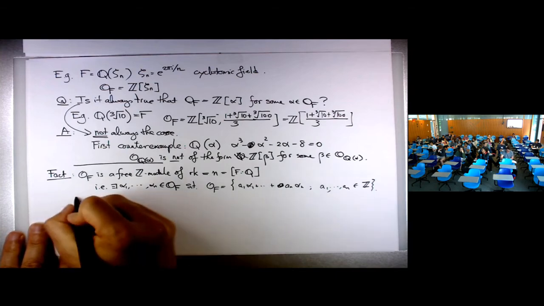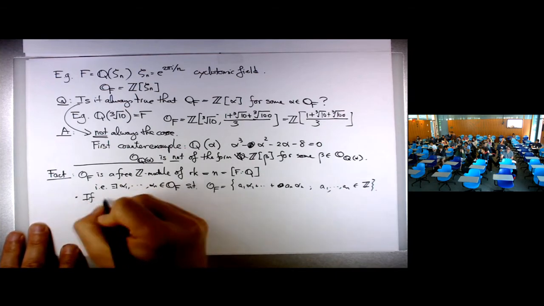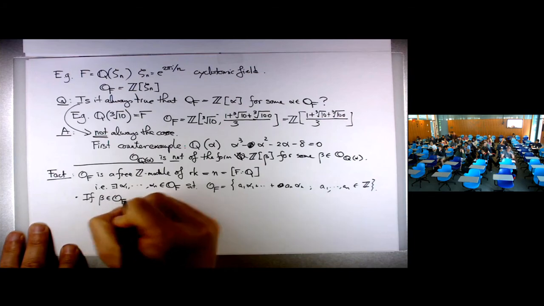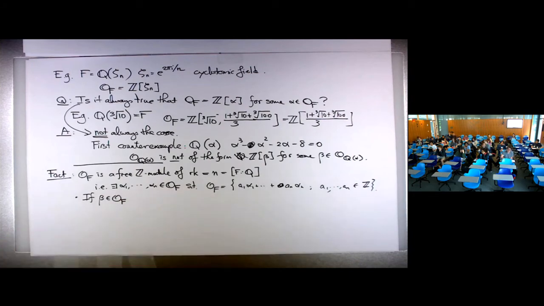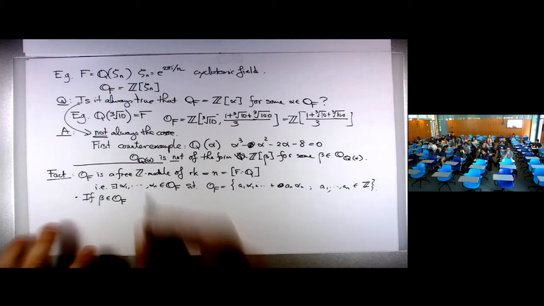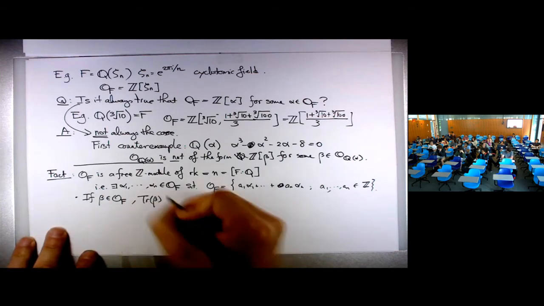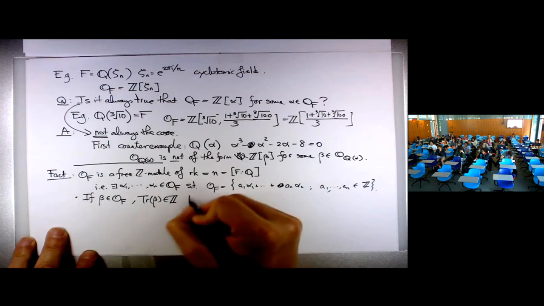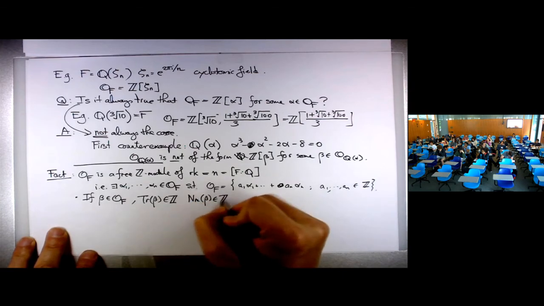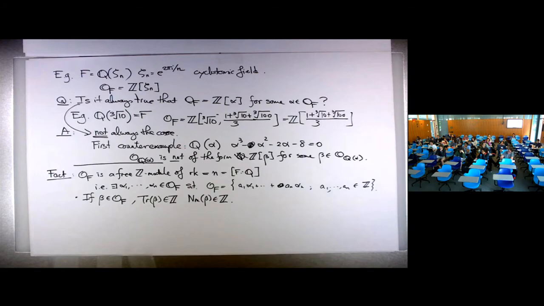And also, there's another fact: if beta is in the ring of integers, earlier on we said that the trace of an element in the number field belongs to Q. Now, if beta is in the ring of integers, then the trace of beta is in Z, and the norm of beta is also in Z. Okay, so are there any questions before I move on to the next one?